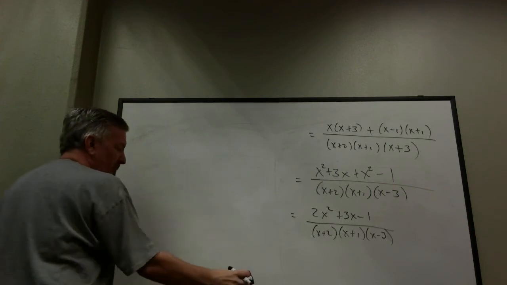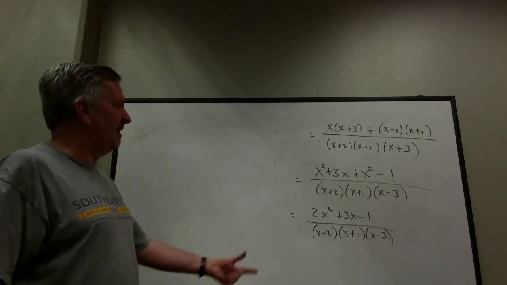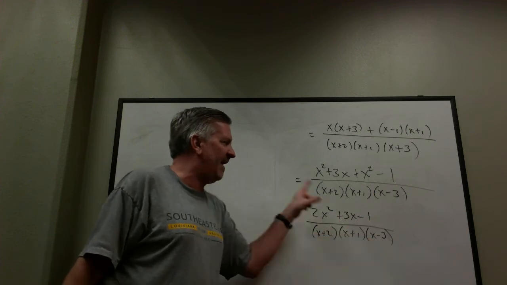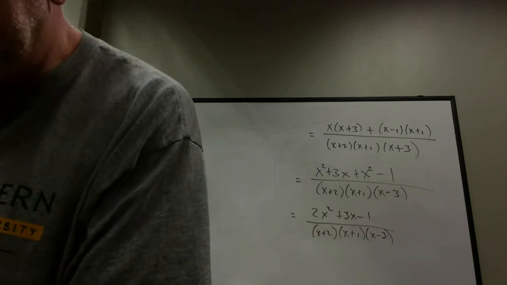So if a problem says simplify completely, that's what you would have to try to do. Try to factor that, see if one of those is a factor, then you could cancel.